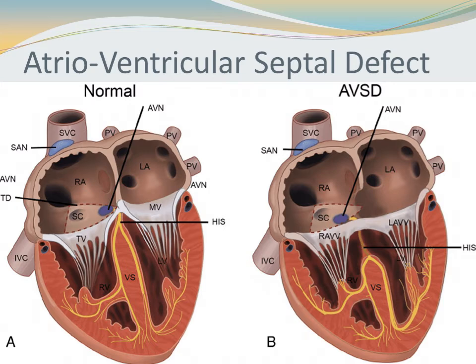Atrioventricular septal defect is most commonly seen in Down syndrome. It is also called endocardial cushion defects. There is a contiguous defect between the interatrial septum and interventricular septum, and it's a big defect which sometimes can be cyanotic as well, and has enormous symptoms even in infancy.